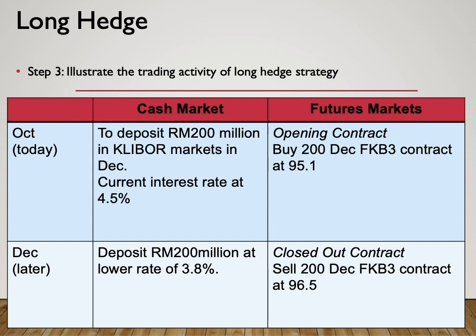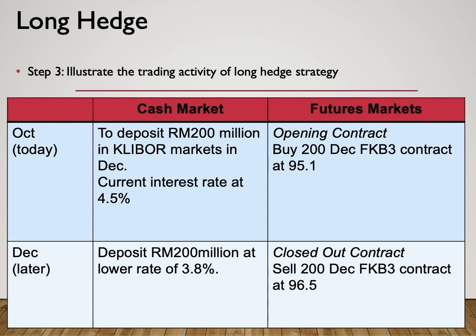And then when it comes to December, you have that extra cash of 200 million and you lend it out in December for 3 months at a lower rate of 3.8%. Then you need to close out your transaction in the futures market. You started with buy, then to close, you take the opposite position, you sell 200 December contracts at price 96.5.